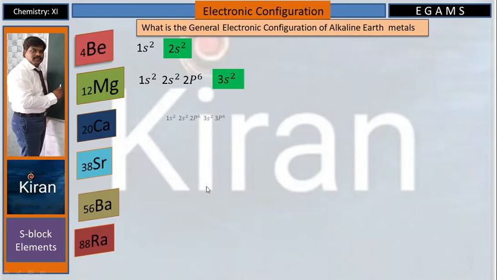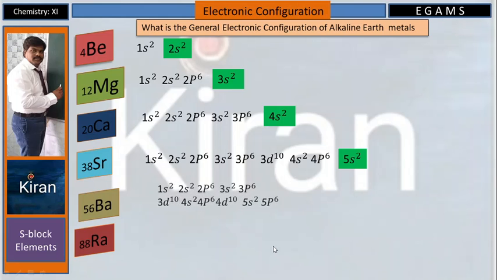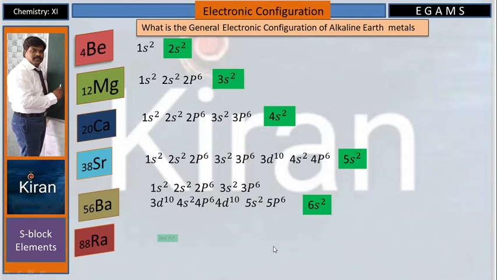Similarly calcium is 1s2, 2s2, 2p6, 3s2, 3p6, 4s2. Strontium has atomic number 38 and its last valence shell is 4s2, 4p6, 5s2. Barium has atomic number 56 and its valence shell is 6s2. Radium's valence shell is 7s2. So 2 electrons are present in all the elements, hence the general electronic configuration is ns2. Here n is the only number changing: 2, 3, 4, 5, 6, 7.